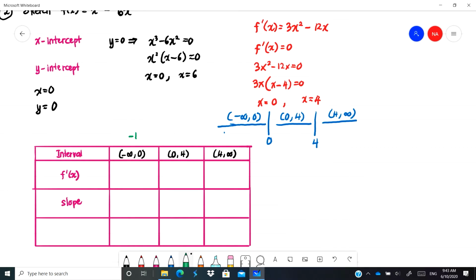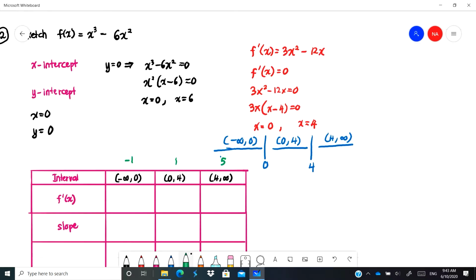From 4 up to infinity, I'll choose 5, let's say. So what we have to do is to check the value of f prime of x in these intervals. So we have to substitute the test value inside these functions. Firstly, we're going to substitute the value of x with -1. So when you substitute the value of x is -1, all right, so let's try.